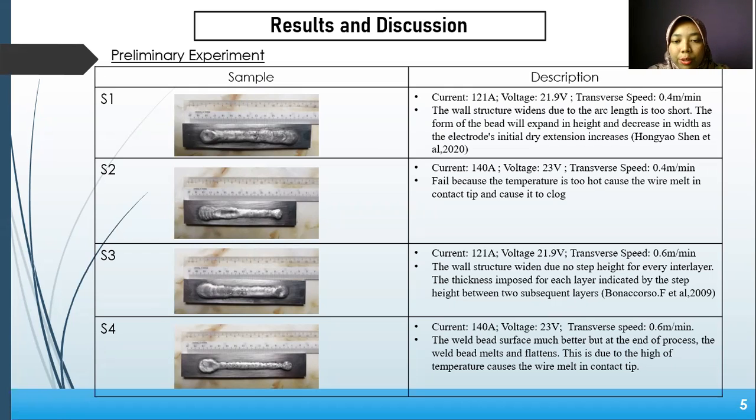And sample 4, use current 140 ampere, 23 voltage, and 0.6 meter per minute transfer speed. The weld bead surface is much better, but at the end of the process, the weld bead melts and flattens. This is due to the high temperature that causes the wire to melt in the contact tip.